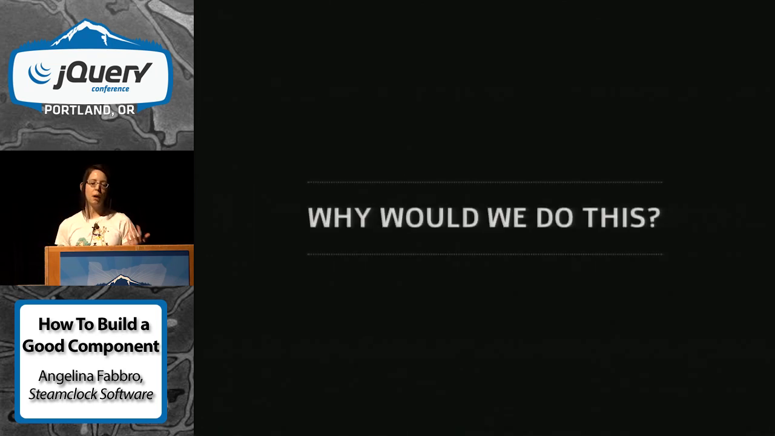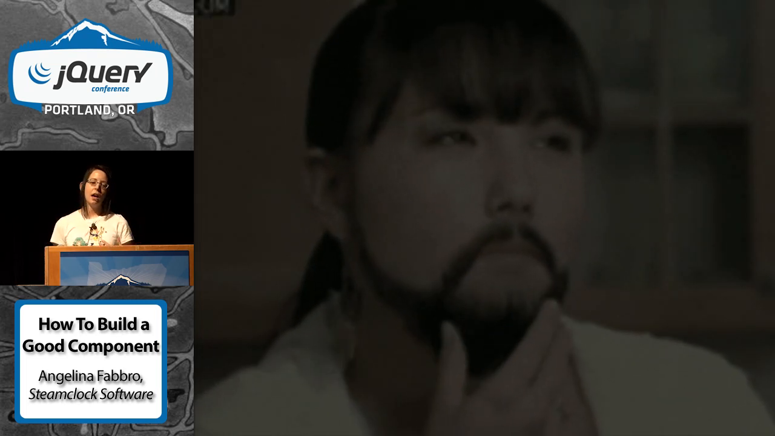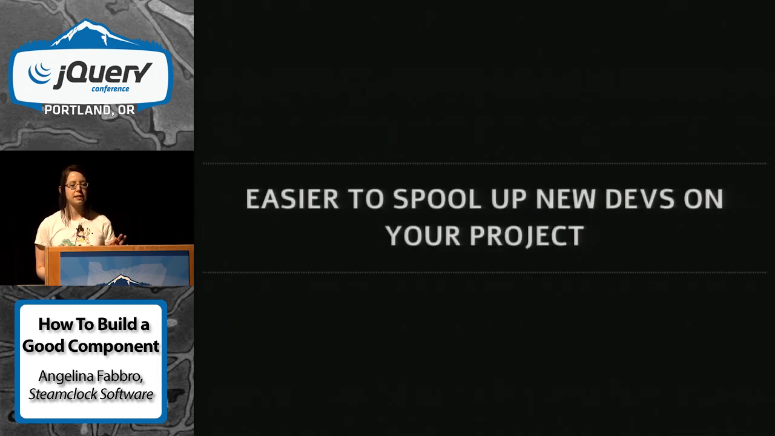And why would we want to do this? I already explained that we can reduce cognitive load. Let's put on our thinking beard for a moment here. The first thing is that it's easier to spool up new devs on your project, right? If you've got a very discrete set of components that are easy to understand, with documentation for each particular feature, and a good organization of your project, it's easier to spool up new devs. You don't have to be answering as many questions. It's easier for them to get on board with the mental model.